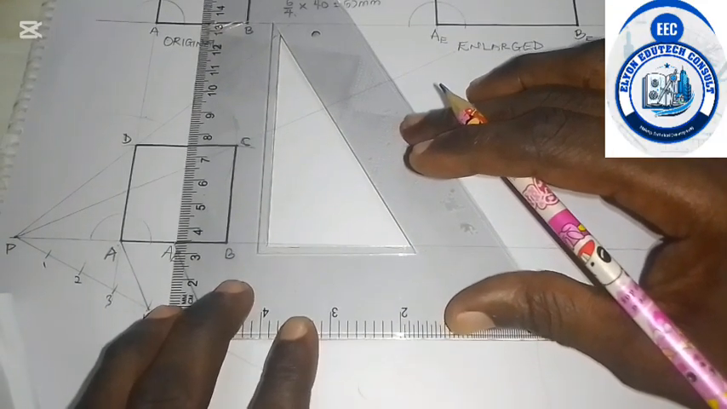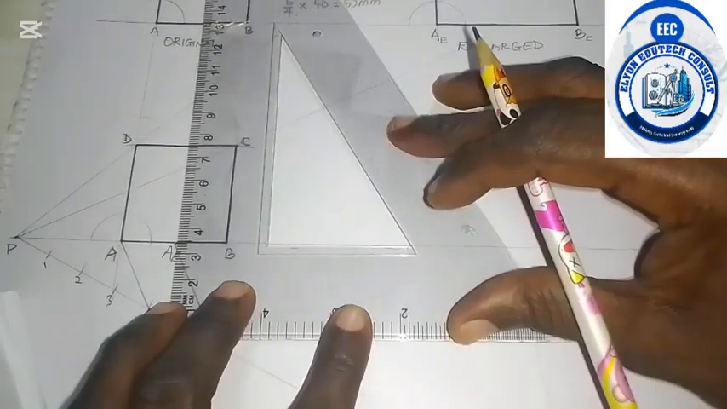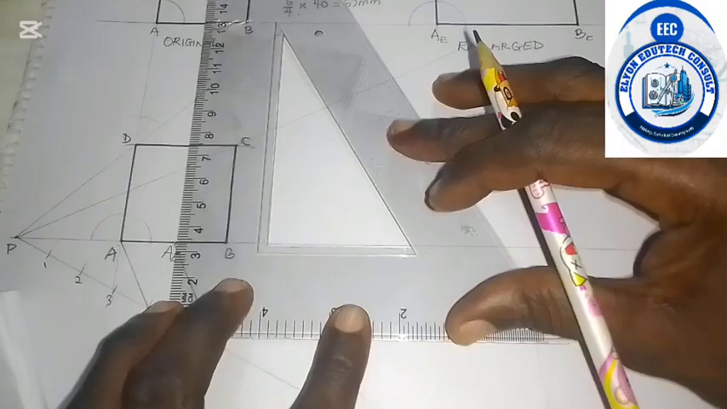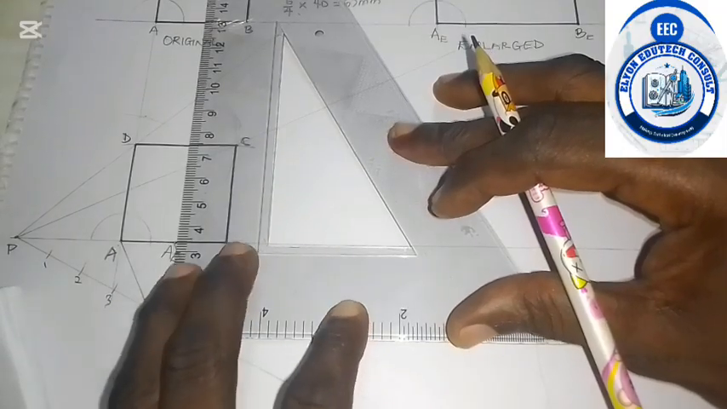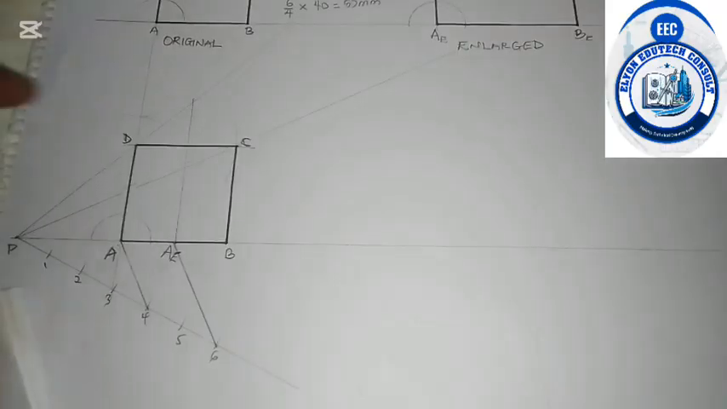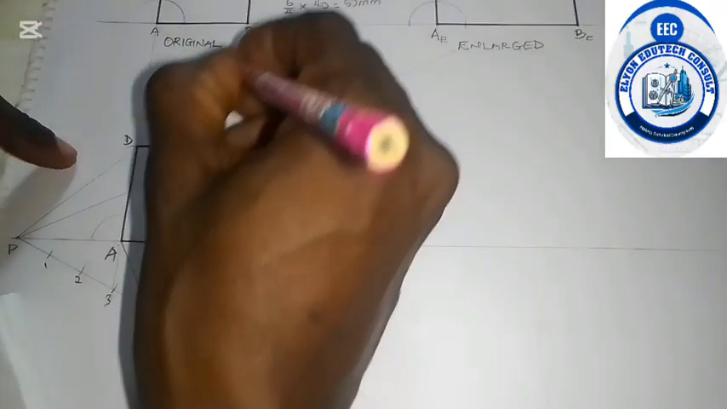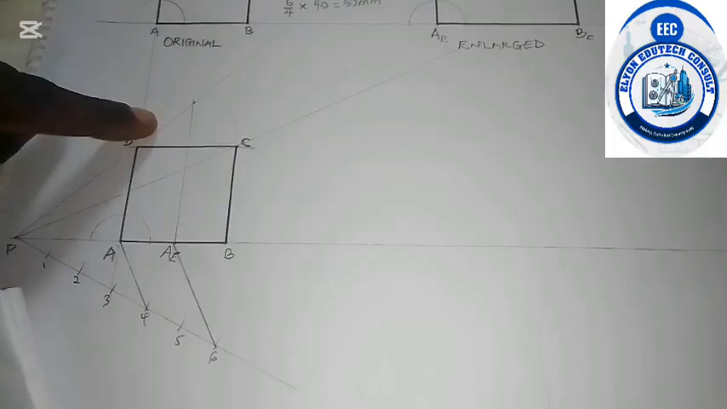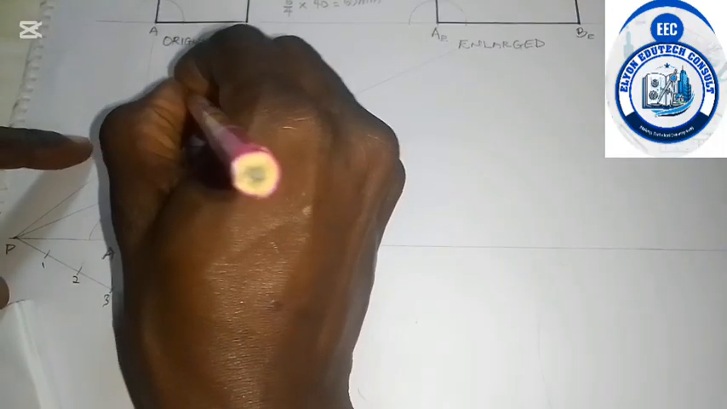I'm using the inner side of the set square to draw a perpendicular line, which will go this way. You see where this line touches the line coming from the pole, which passes through D. I will call that point the D enlargement, DE.